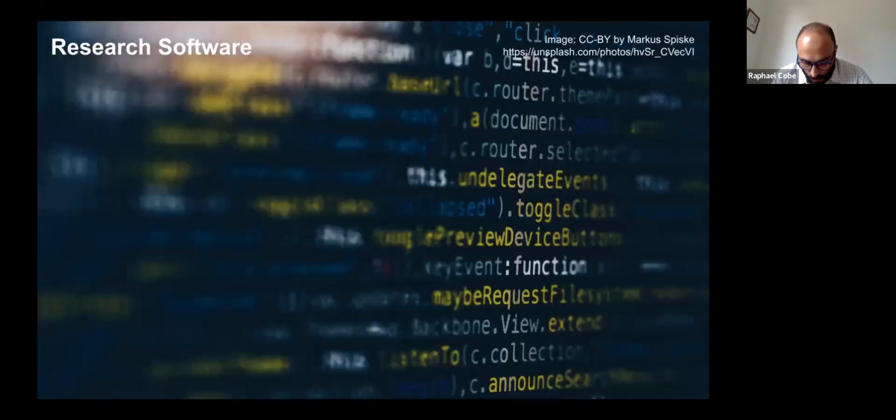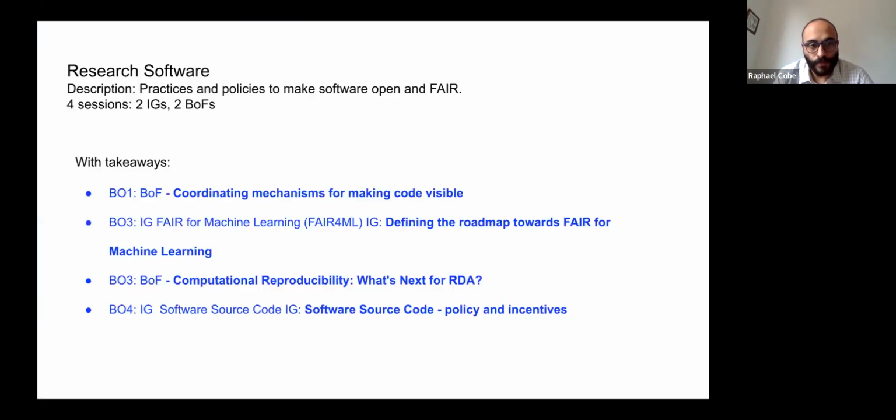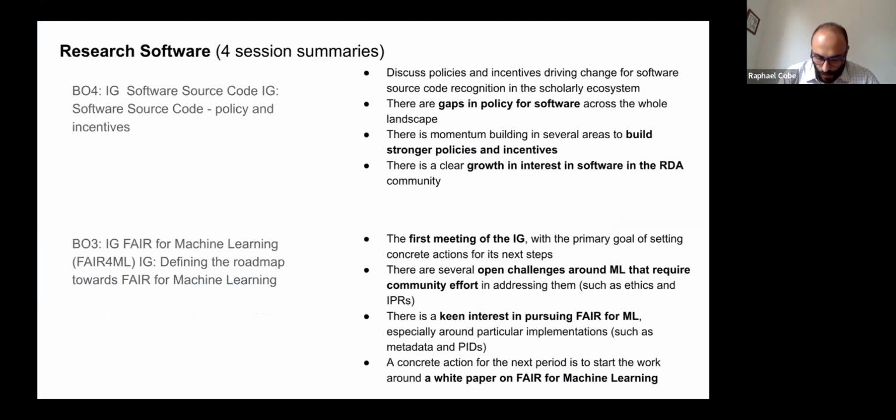And the last pathway is on research software. In this we had 4 sessions, 2 interest groups and 2 BOFs. The first one was on software source code, and they reported that there are gaps in policy for software across the whole landscape of software source code. They said that there is momentum building in several areas to build stronger policies and incentives. Also that there is clear growth and interest in software within the RDA community.